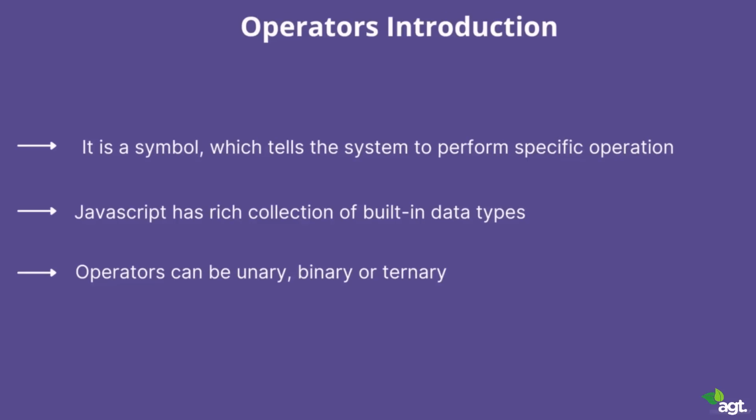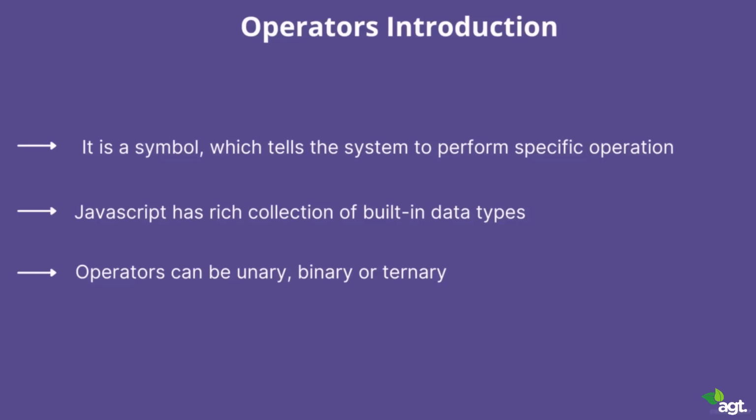An operator is nothing but a symbol which tells the system which particular task needs to be performed on the data on which you are applying the operator. So the operator is the symbol, and the things on which the operator is applied are called the operands. For example, if there are a couple of variables a and b, and we say a plus b, then plus is the operator and a and b are the operands.